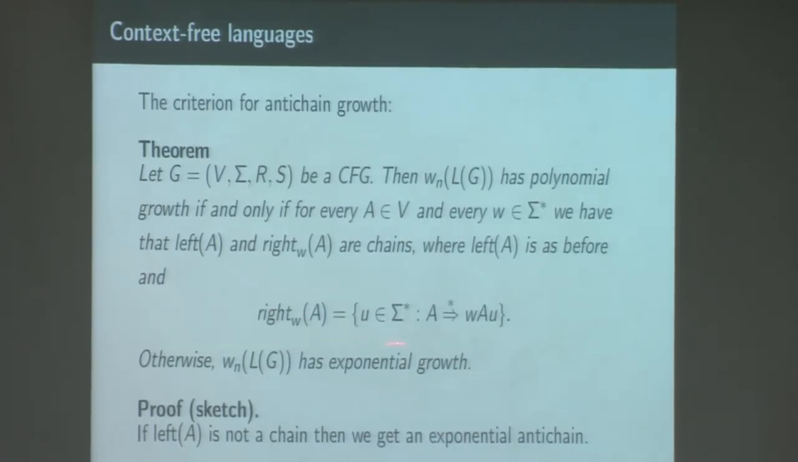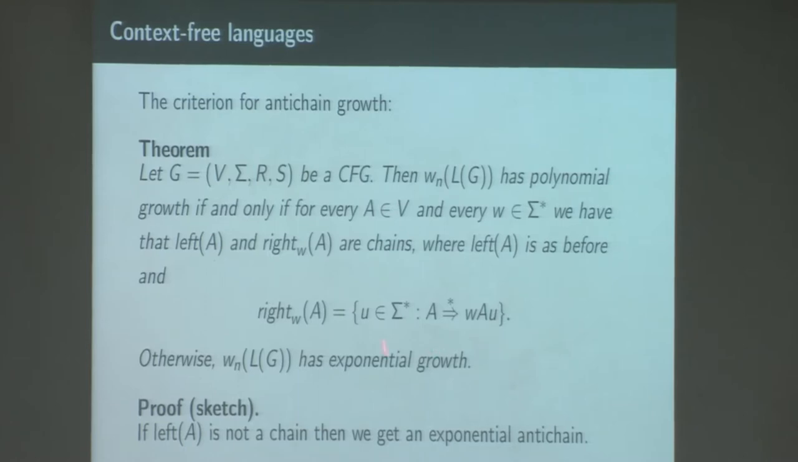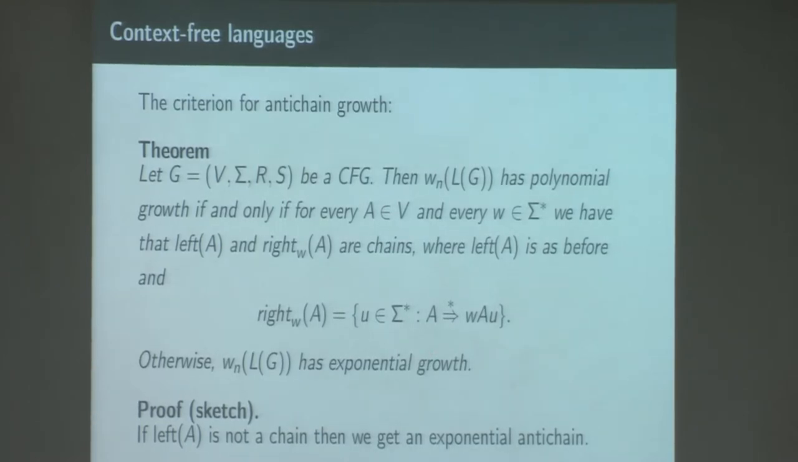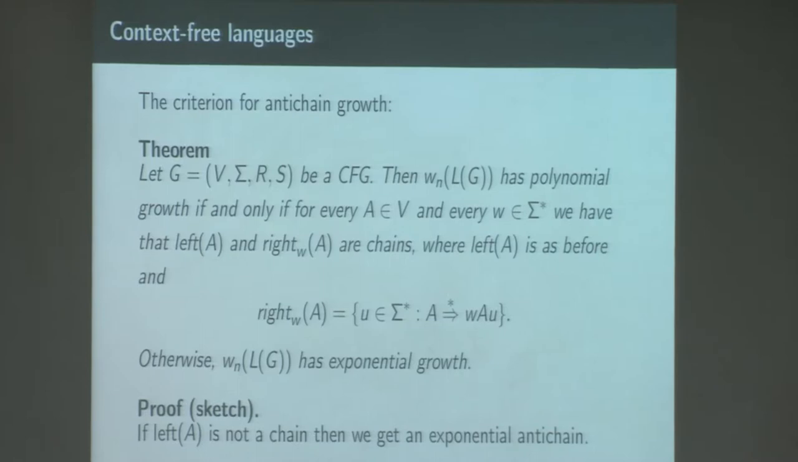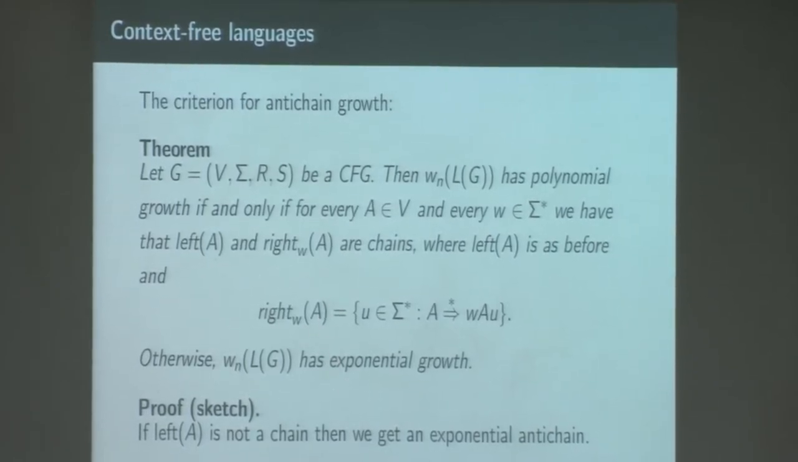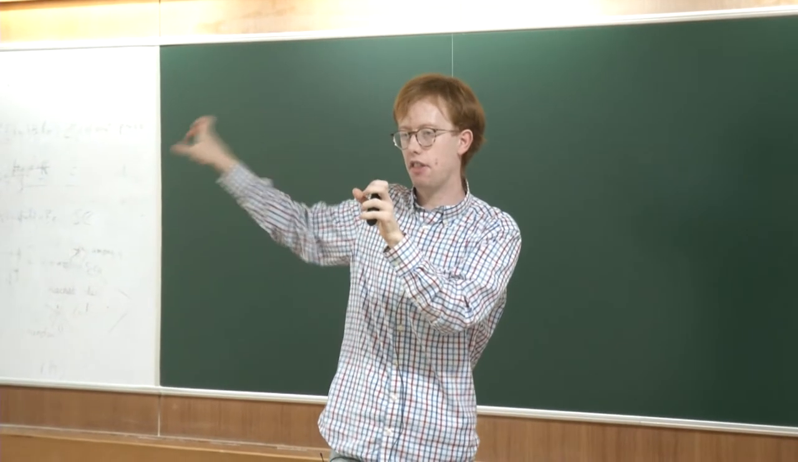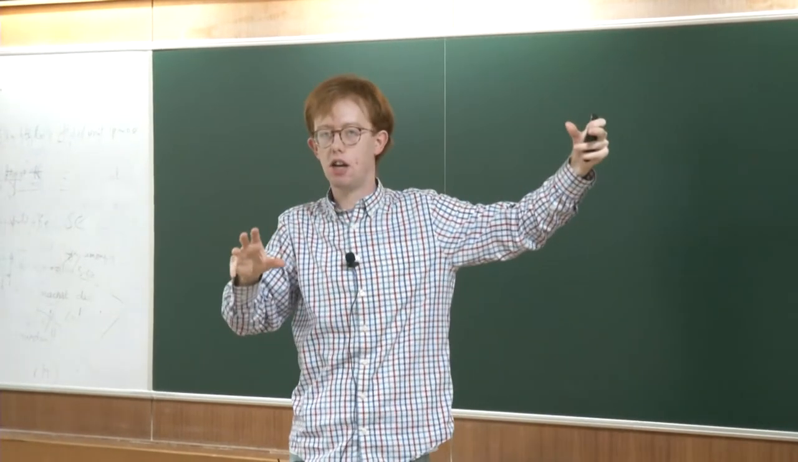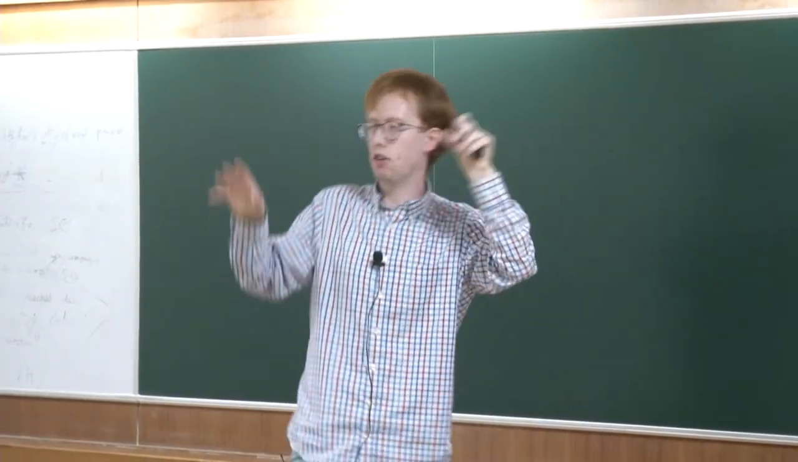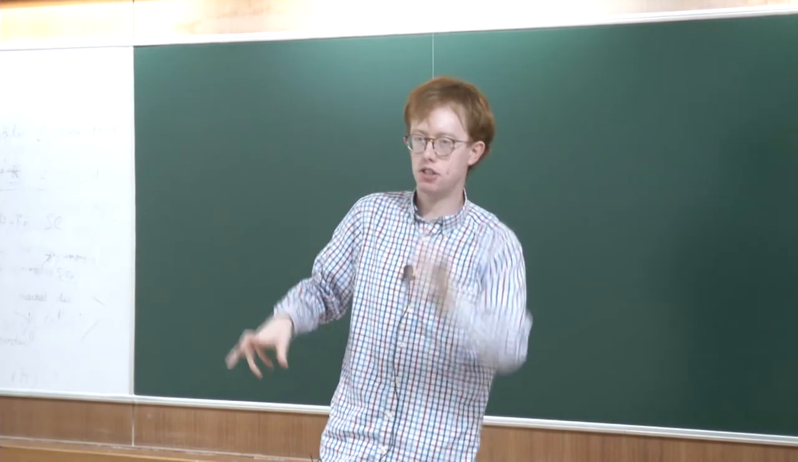Well, if you can get an antichain, if you can get things which are incomparable on the left, then it's easy to show you can get an actual anti-chain. If right WA is not a chain for some W and some A, it's a bit more delicate, because when you want to concatenate the things you're getting on the right, you're also getting stuff on the left, and you have to ask how does the stuff on the left compare to the stuff on the right.